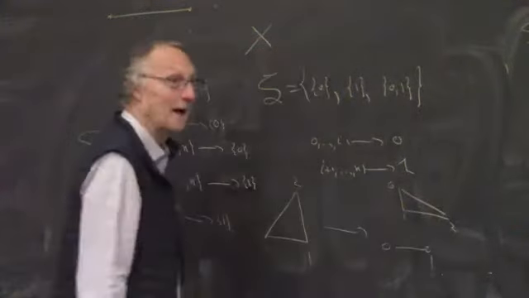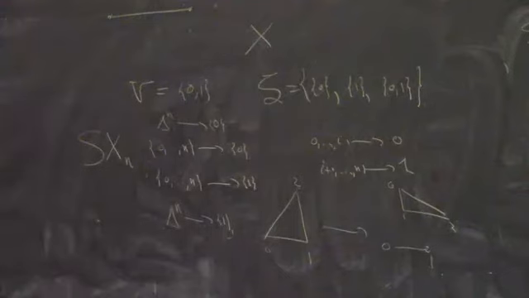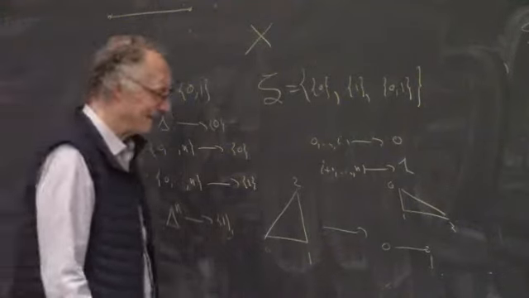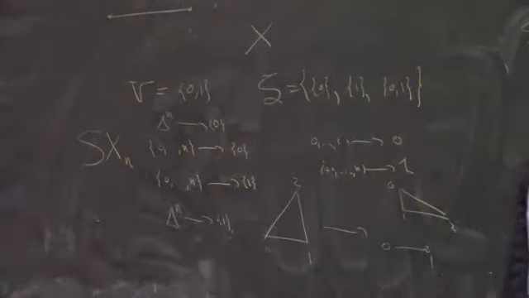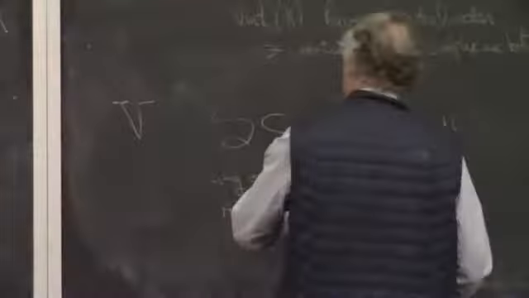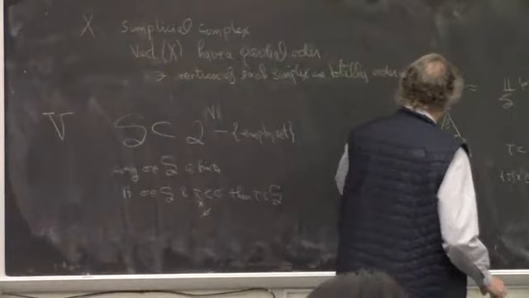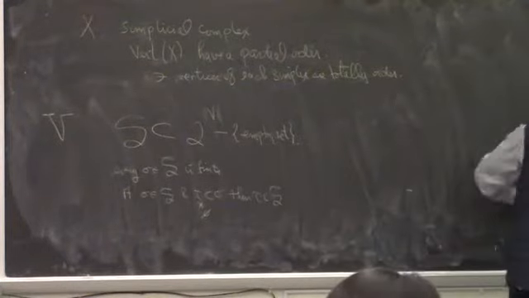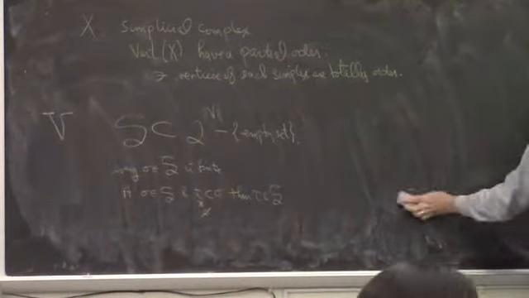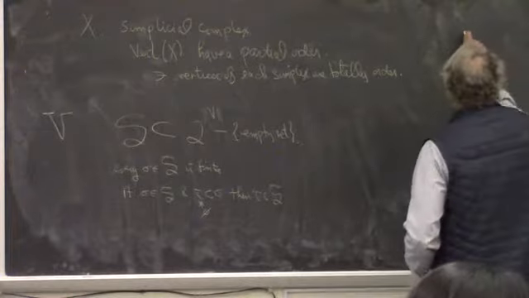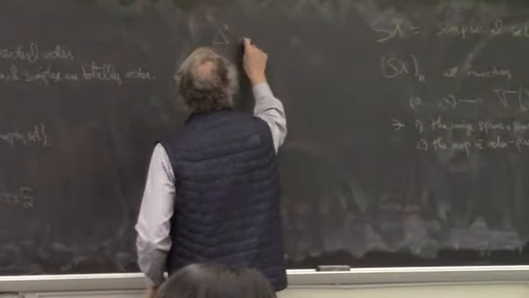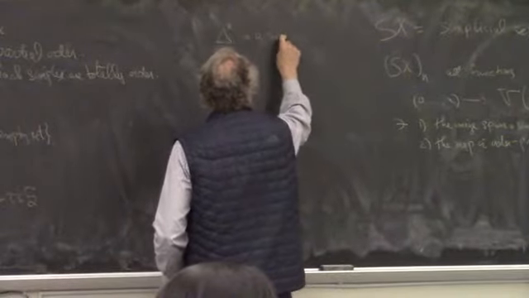Okay. Well, that's a special case of a simplicial set that I'm going to call delta n. So delta n is a simplicial set.